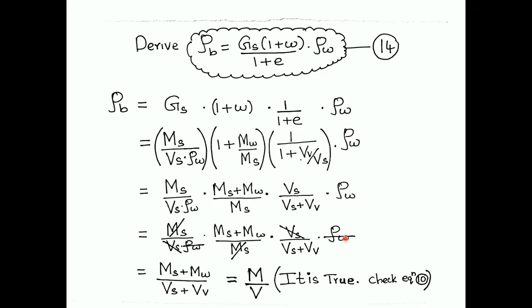The rho W cancels out, the MS cancels out, and the VS cancels out. Now the remaining expression is MS plus MW over VS plus VV. Mass of solid plus mass of water is equal to total mass, because the mass of air is negligible. Volume of solid plus volume of voids is equal to total volume, that is equation number 1.